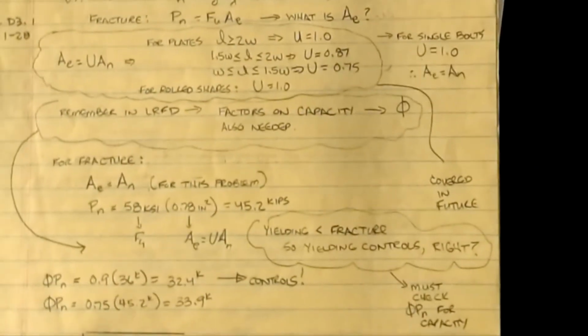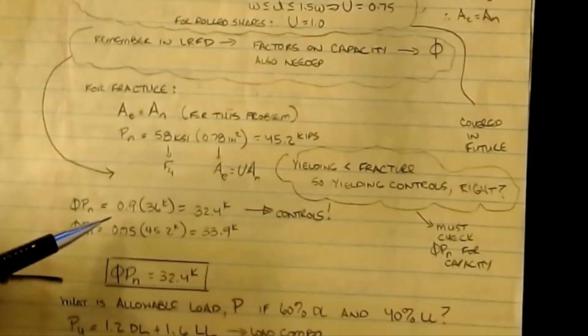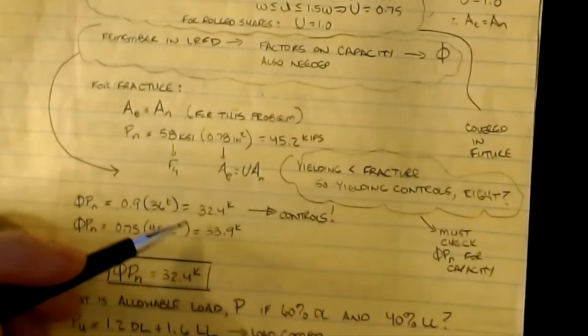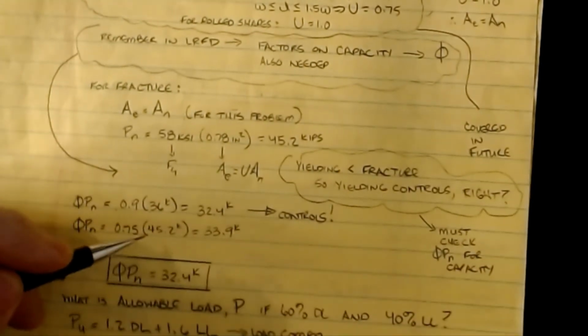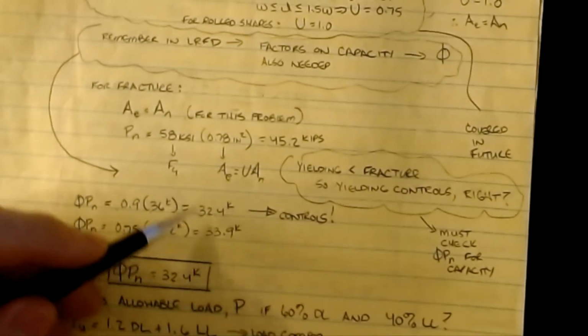You can only compare design strength, not nominals. So if I take my phi Pn, and now I put my phi on there, 0.9 times its Pn of 36 is 32.4 kips. Phi Pn of 0.75 multiplied by my Pn of 45.2 kips gets me 33.9. It was a lot closer than we thought it was.